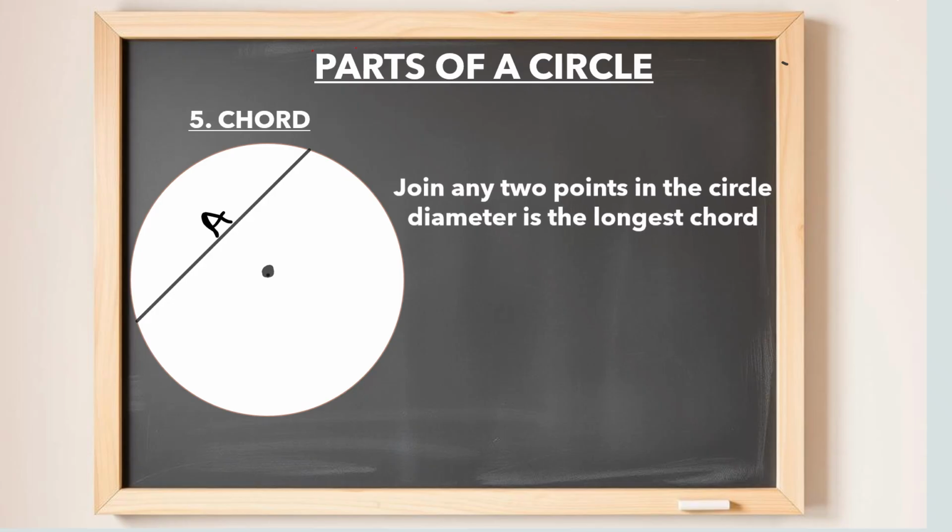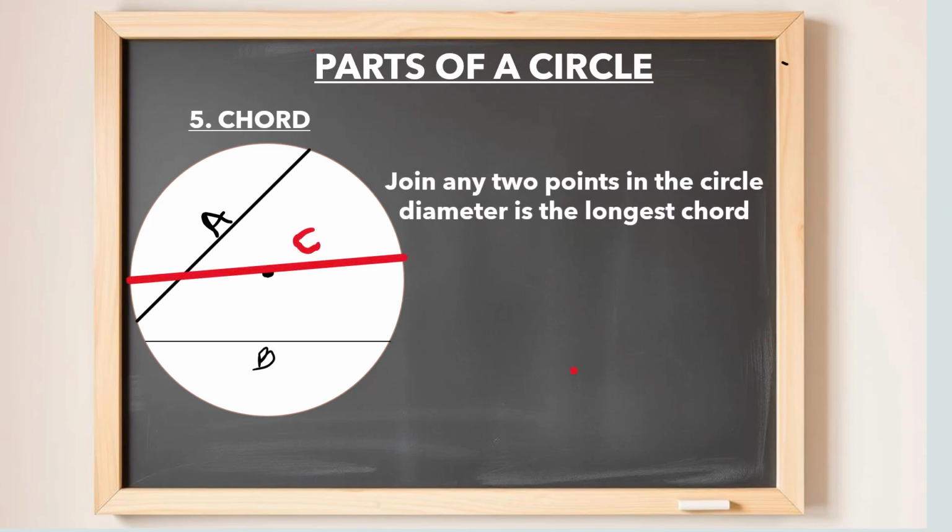Look at B and C. B is also a chord. It joins this part of the circle and this part of the circle. Now look at C. Diameter is the longest chord. This joins this part of the circle and the other part of the circle. But what makes C special from A and B is that it passes through the center. But the rule of a chord is that it joins any 2 points in the circle. Now if you look at C, it passes through the center. It is a chord and a diameter.